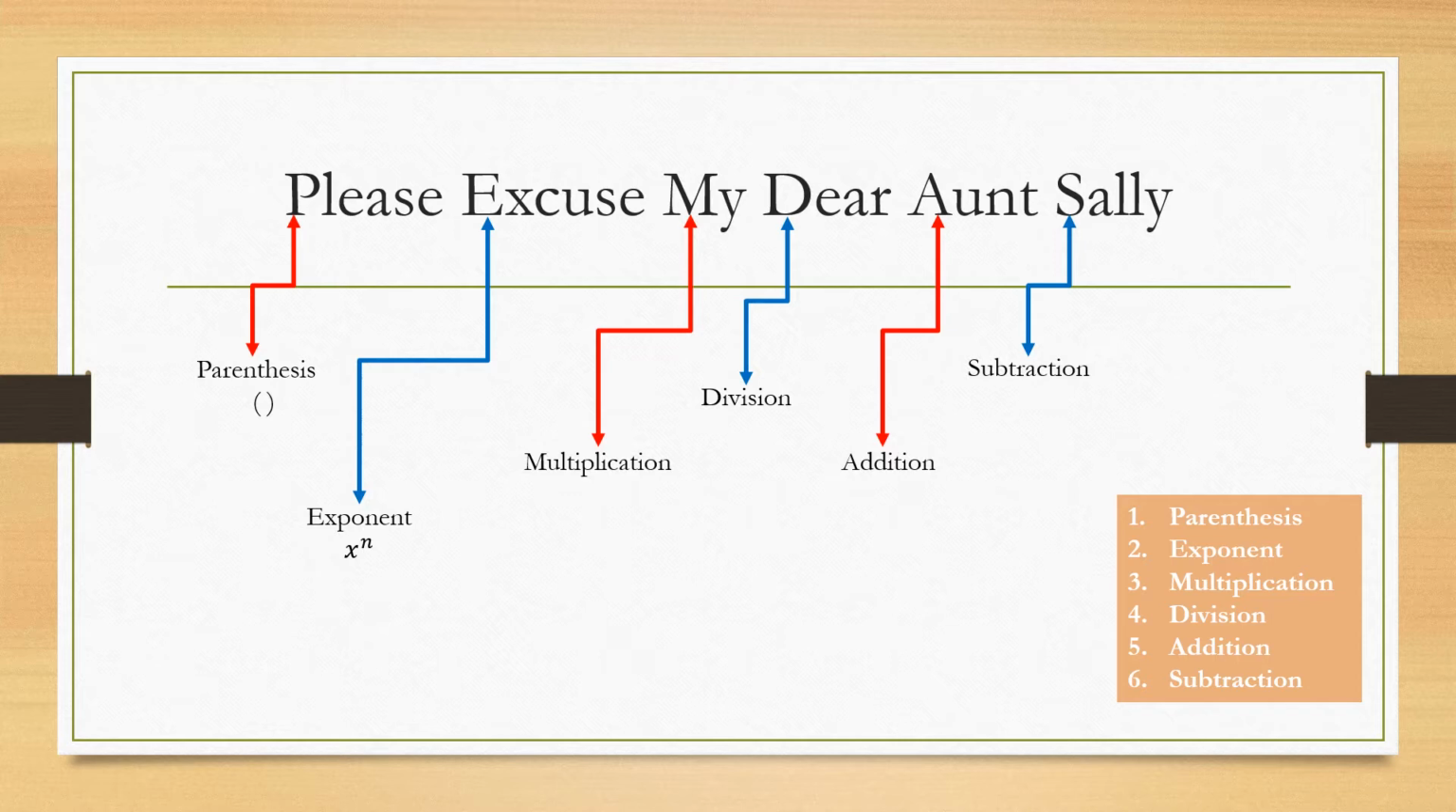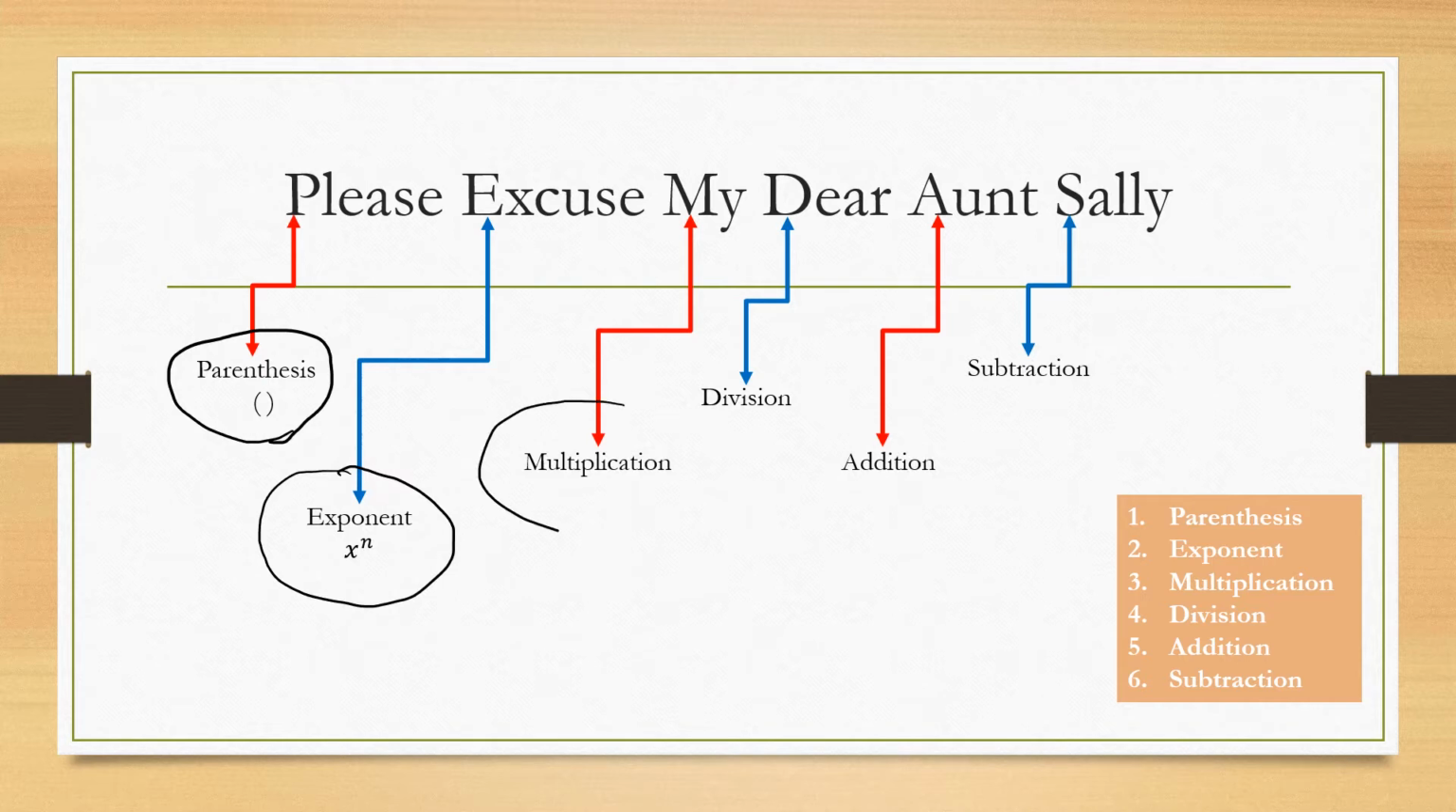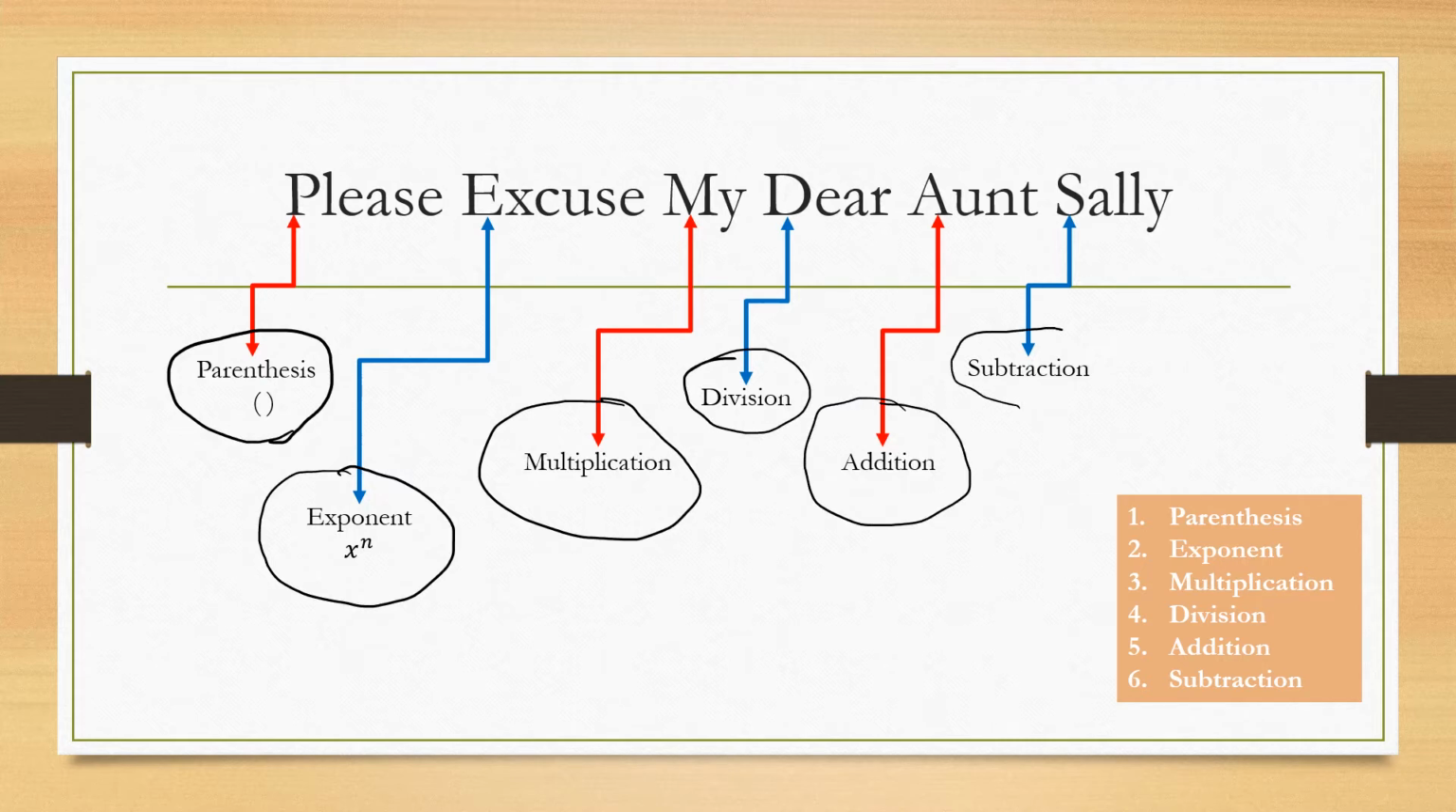Okay. So anytime you have a problem with all of these math operations inside of it, you do the parentheses first, the exponent second, the multiplication third, division fourth, addition fifth, subtraction sixth. That will be the order that you're supposed to take.